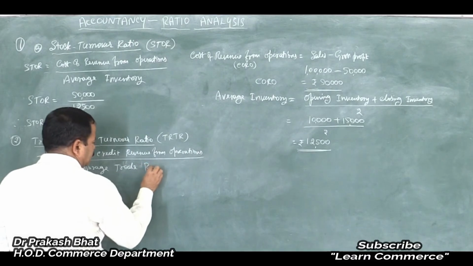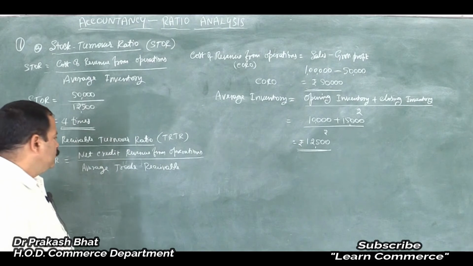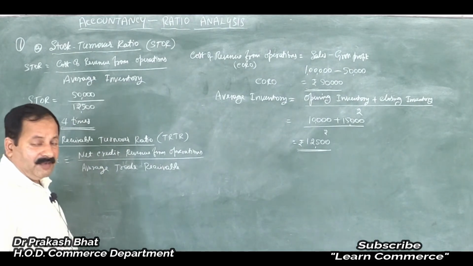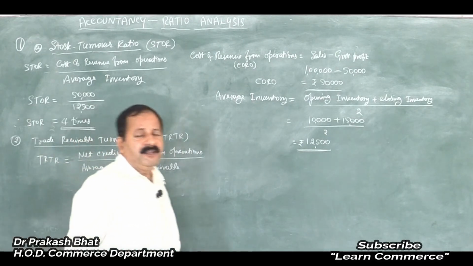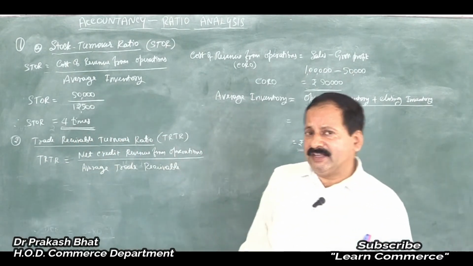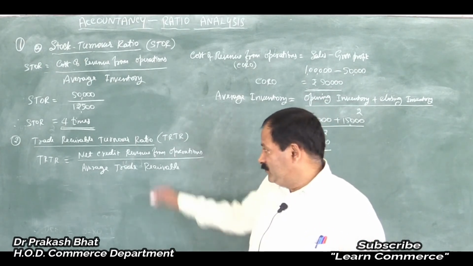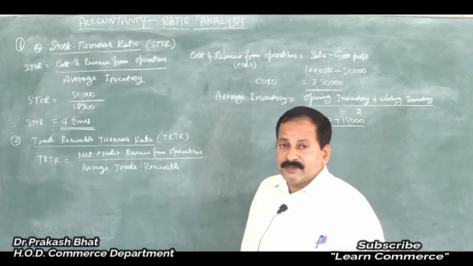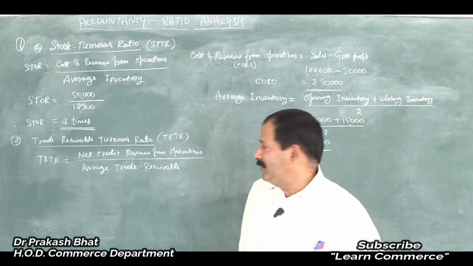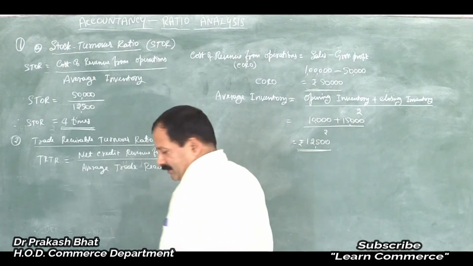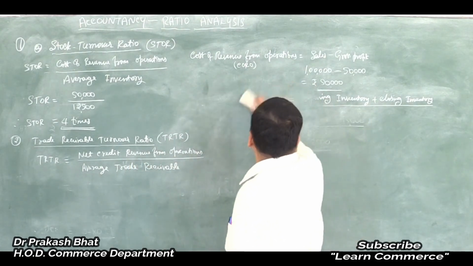Average trade receivable means opening debtors and bills receivable plus closing debtors and bills receivable divided by 2, that is called average trade receivables. If debtors are not there or bills receivable are not there, then only the debtors or bills receivable alone will be used. Closing is not there, opening is only there, then that itself is the average. No need to divide it in that case. So let us write here on the other side what are the things that are required for us. Let us prepare.